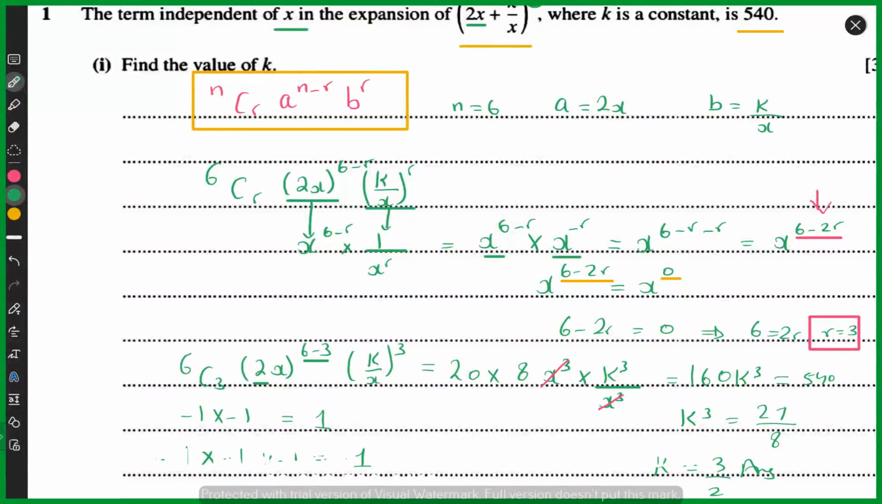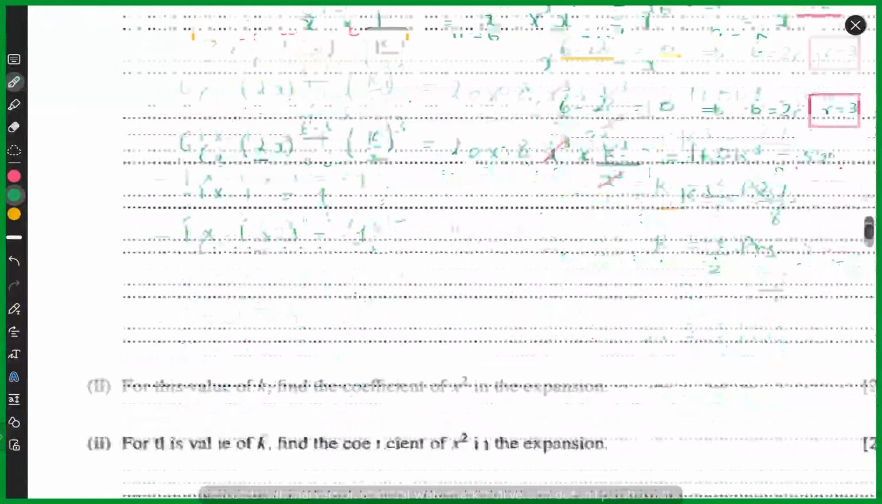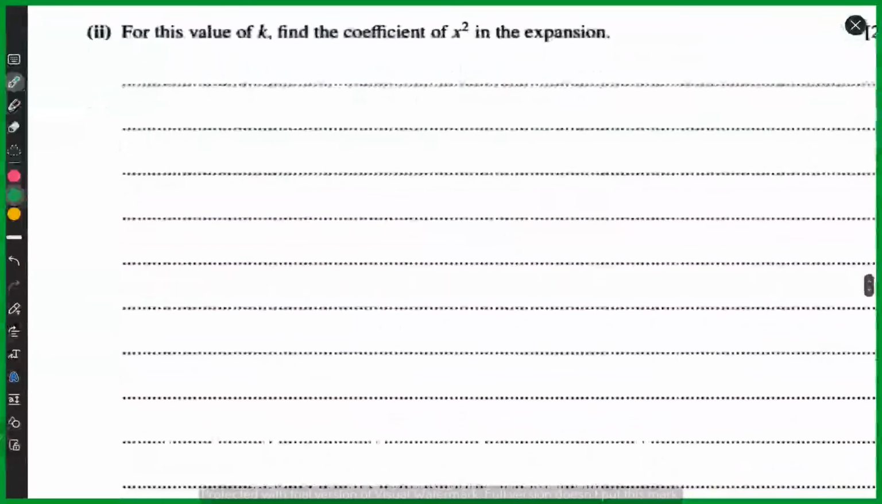Squared, then to the power 4, to the power 6. Yes. Okay, perfect. Let's talk about the second question. I'll explain the question. In fact, I'll do the question, then I'll ask you guys to do the last one. It says for this value of k, find the coefficient of x squared in the expansion.